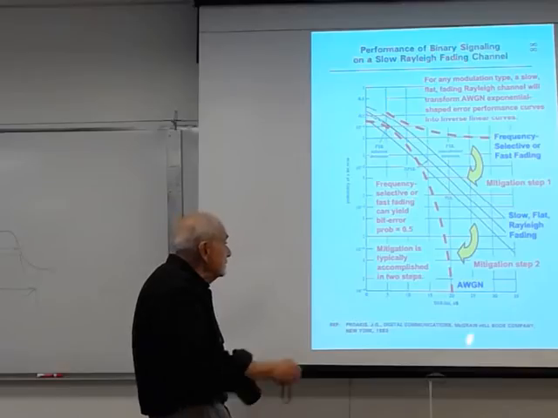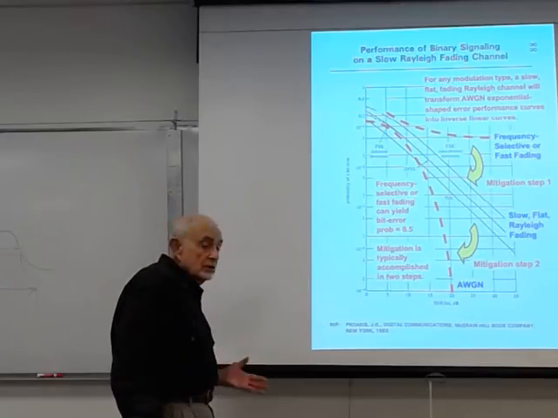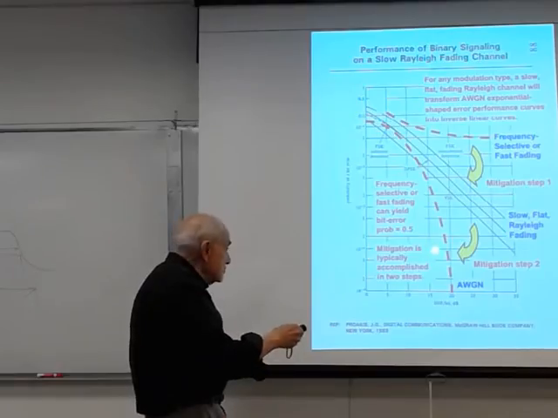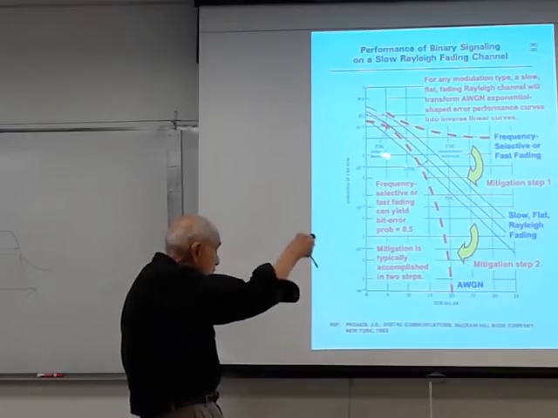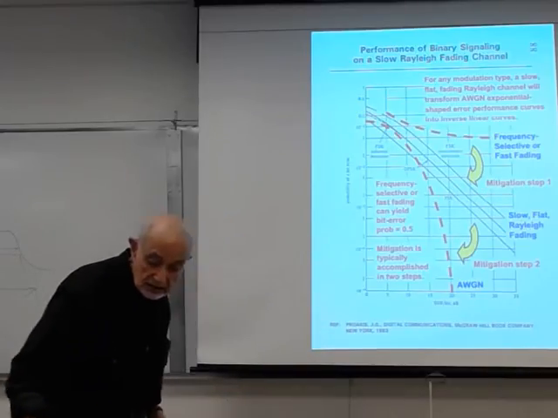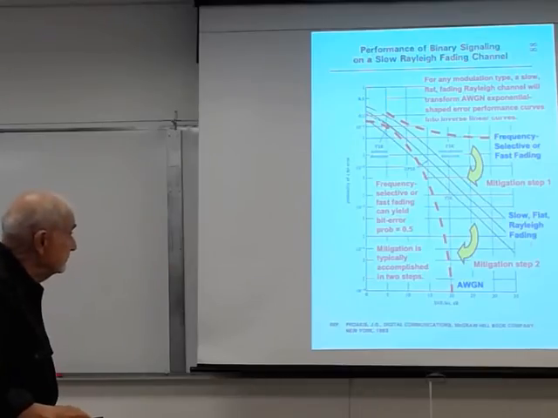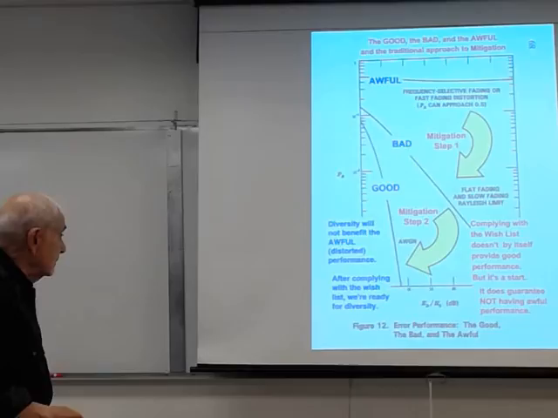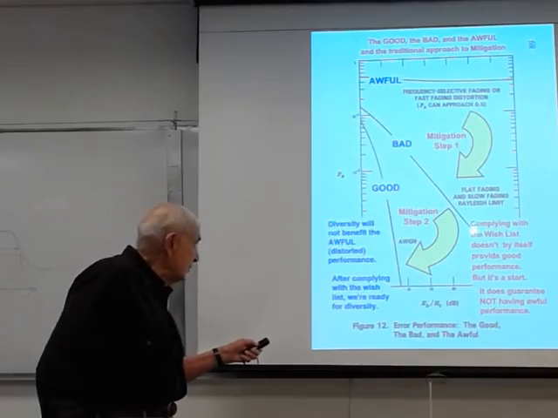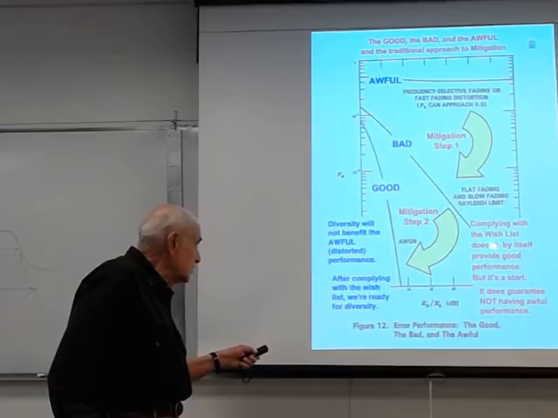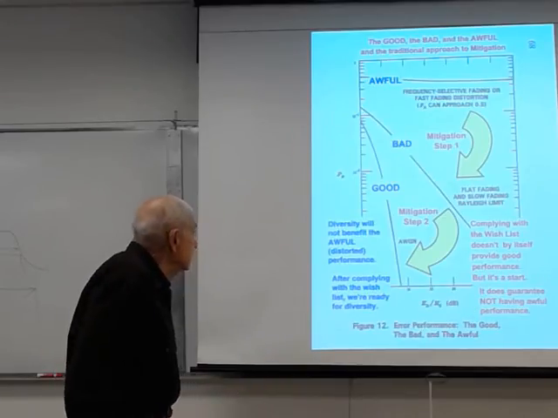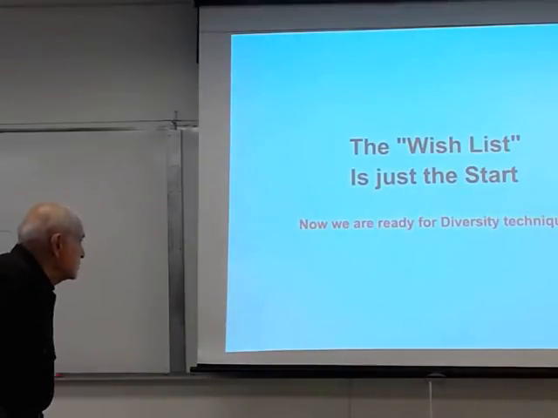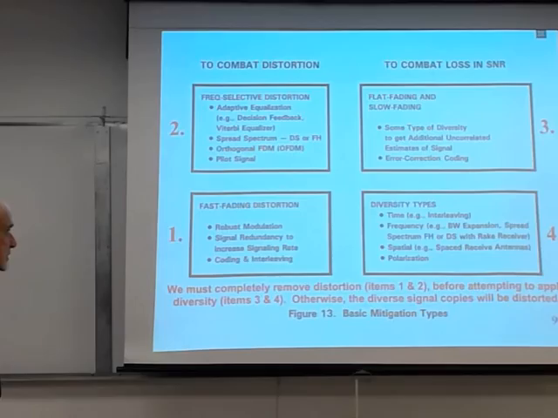And then mitigation step number two was now we start using diversity. And diversity says, take independent copies, look at the various signals, which is going to move us in the direction towards an AWGN response. Or from the awful, we go to the bad, and from bad to the good. So let me repeat it. Complying with the wish list doesn't by itself provide good performance, but it's a start. It does guarantee not having awful performance. Okay, the wish list is just the start, and now we're ready for diversity techniques.